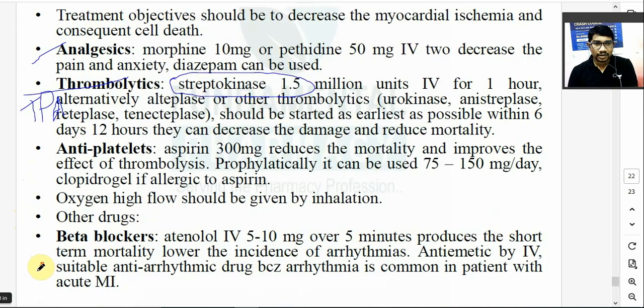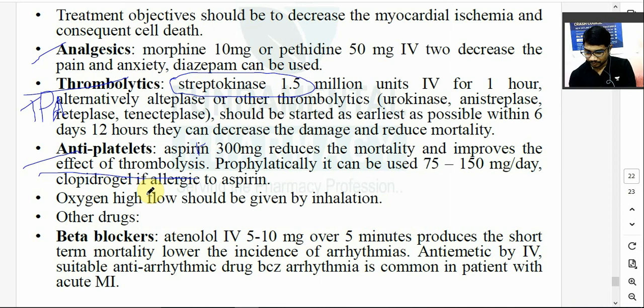Antiplatelet drug कौन से? Aspirin 300 milligram, 150 to 300 milligram. यहाँ पे 150 to 300 milligram reduces the mortality and improves the effect of thrombolysis. इमीडिएटली अगर मायोकार्डियल इन्फेक्शन हुआ है, कुछ समझ में नहीं आ रहा है आपको, तो पहले क्या करने का? एस्पिरिन का 2 टैबलेट लेने का, उसको पाउडर करके उसके मुंह में डालने का. क्या होगा कि this aspirin will cause fibrinolysis, thrombolysis, and also prophylactically you can use this aspirin in 75 to 150 milligram.